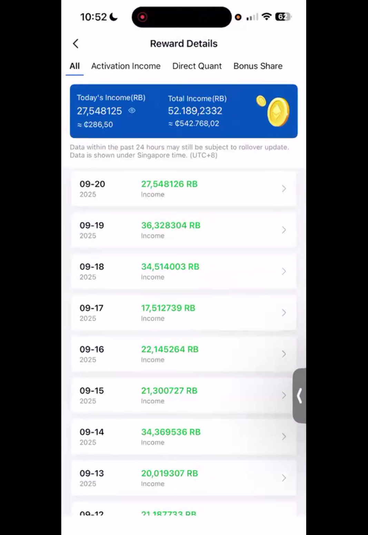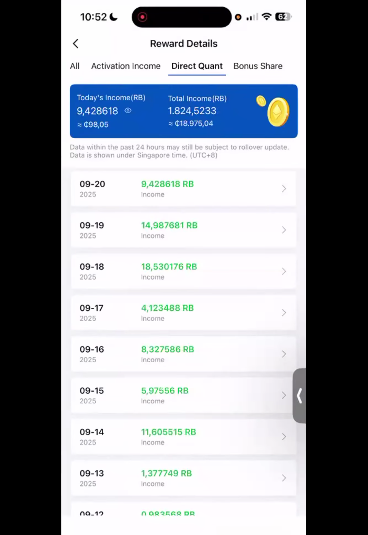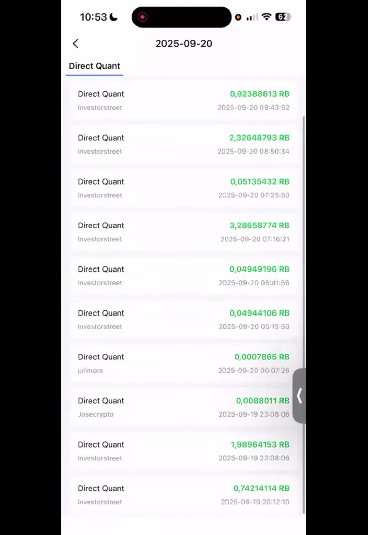Reward details. So this is the money that one can get out from the opportunity if you want to withdraw, because those are the money that goes into the reward balance or reward bonus. So we have activation gain, which is the activation income. Then we have direct quants. So you earn direct quants from people that are directly under you and also people that are directly under your downlines. When you tap on it, you'll be able to see them.